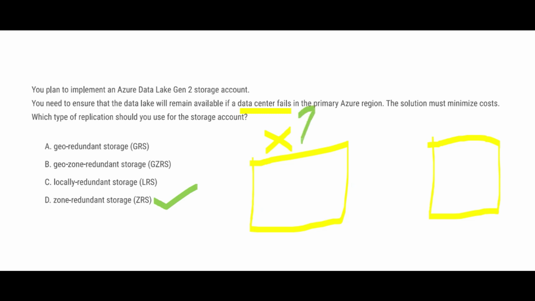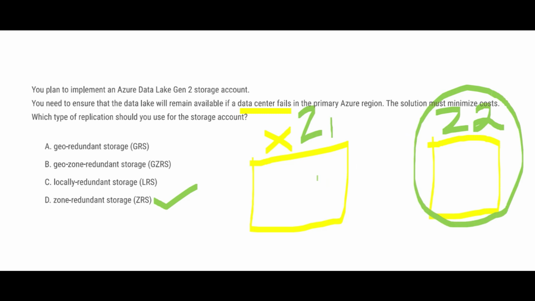This is zone 1. Zone 2. Zone redundant means duplicate zone. So this is a duplicate zone. If this guy fails, this guy says, hey, I am still there for you. They are not talking about a different country. So why will we use geo redundant? Nobody is telling they want something global.